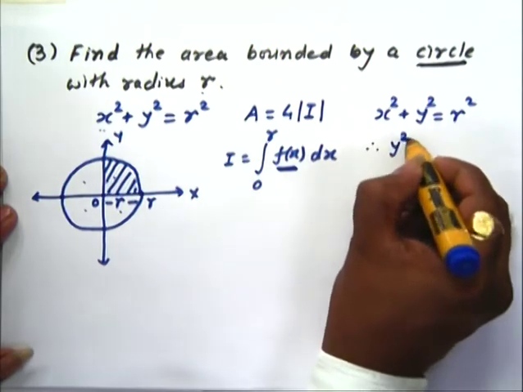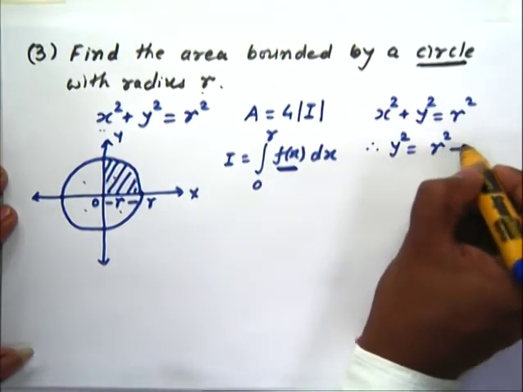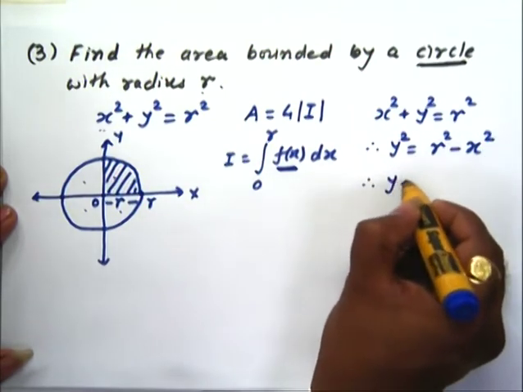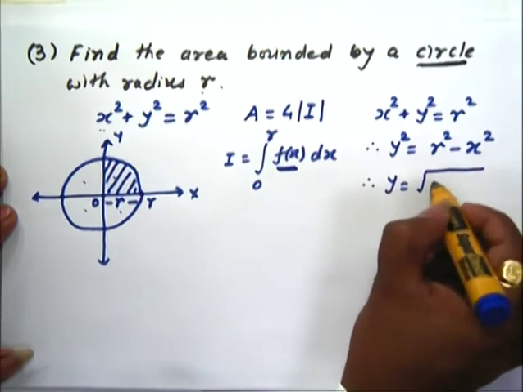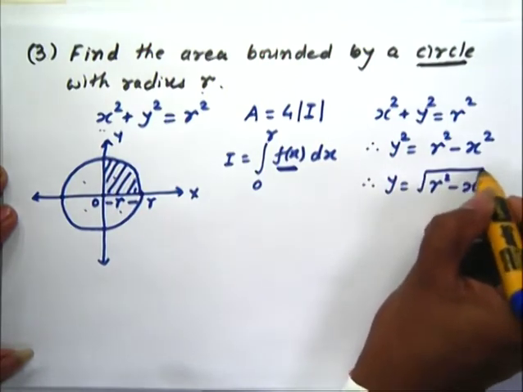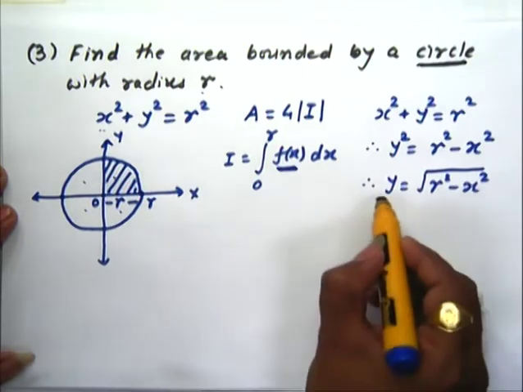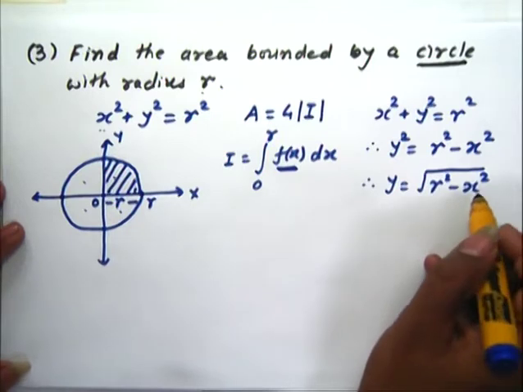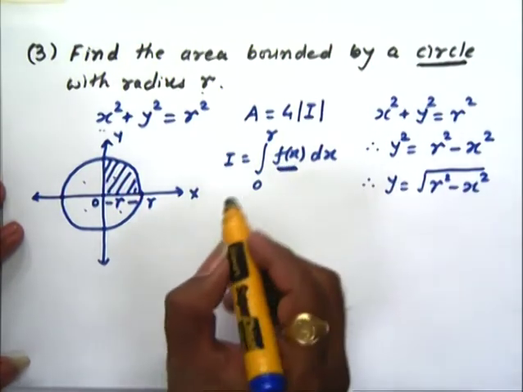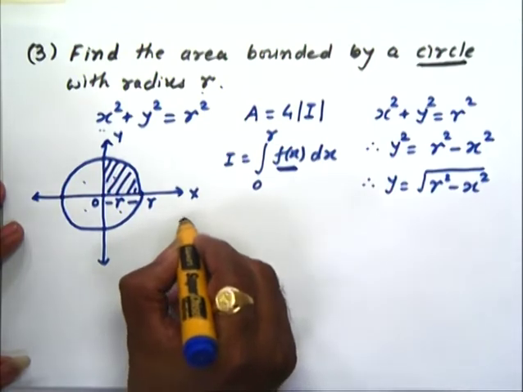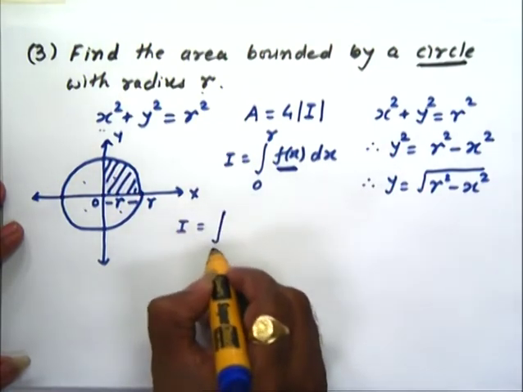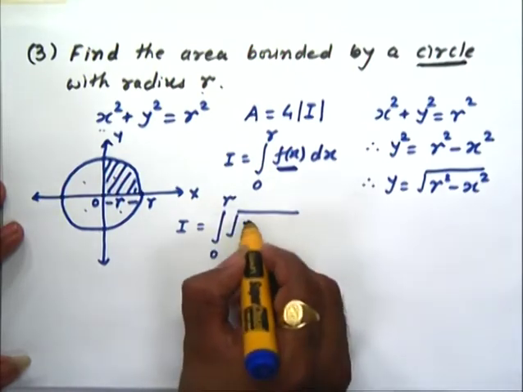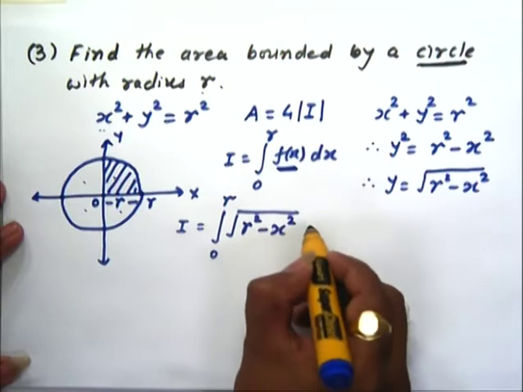Therefore y square equal to r square minus x square, and therefore y equal to square root of r square minus x square. So f(x) equal to square root of r square minus x square. Now we will put this in place of f(x). So I equal to integration 0 to r, f(x) is square root of r square minus x square dx.